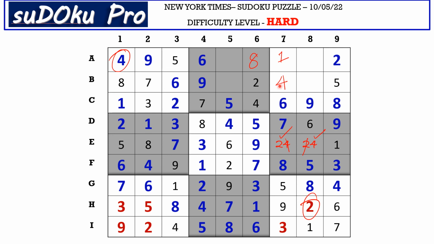Now here the missing numbers in column 8 are 3 and 7. There is a 7 blocking from here, so B8 takes 3 and A8 takes 7. Here in column 5 the missing numbers are 1 and 3. There is a 1 blocking from here, so A5 takes 3 and B5 takes 1.